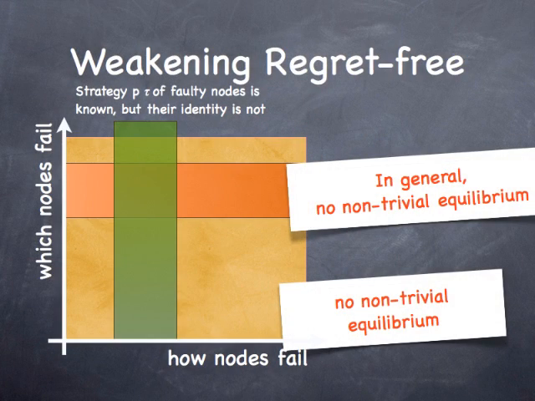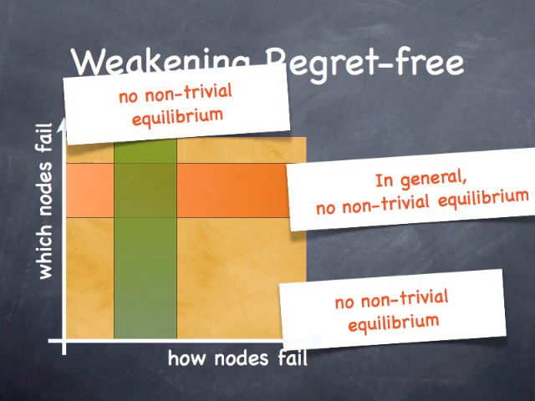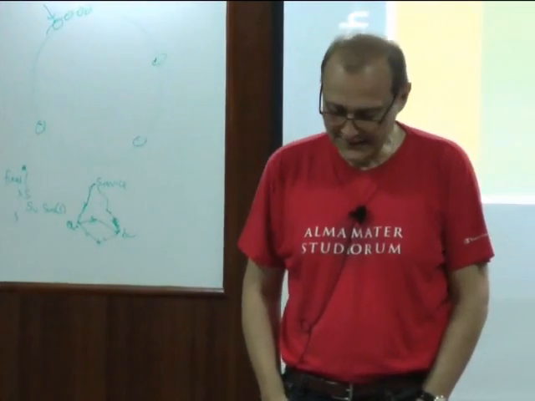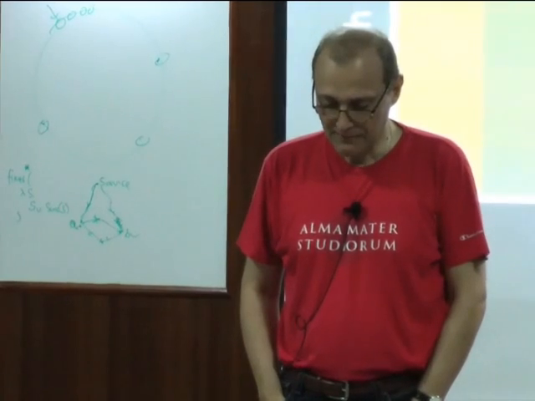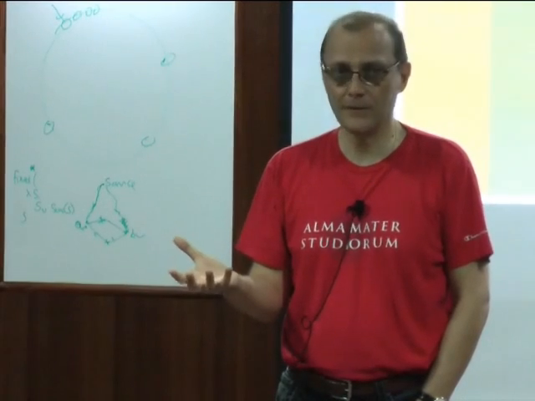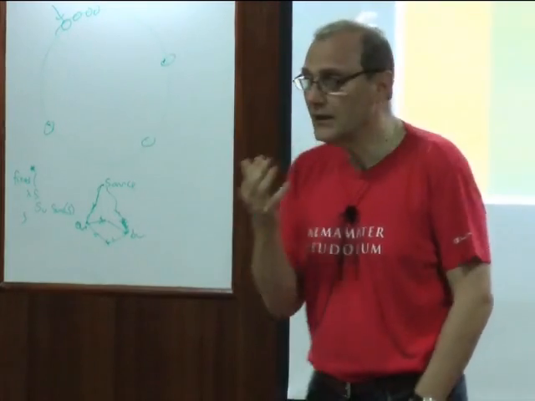And the other way in which I could imagine weakening this is by assuming that I know the strategy. The strategy is known. I just don't know who the faulty nodes are, but I know the strategy. And it turns out that one can prove that there is also no non-trivial equilibrium there. So the lesson that we drew from these findings was that it was hard to imagine using regret freedom as the foundation for a solution concept that was going to be useful in building systems.